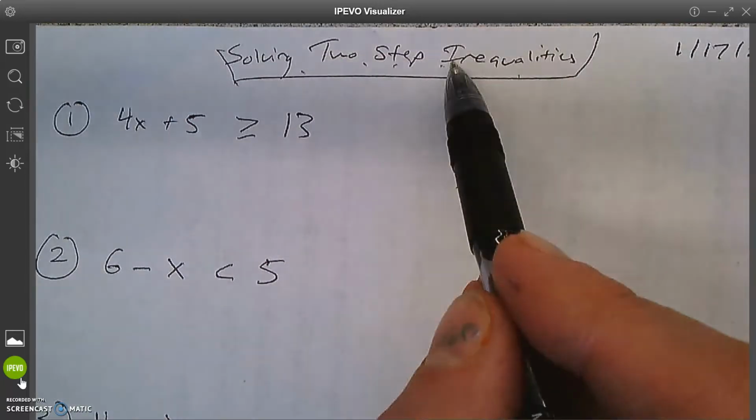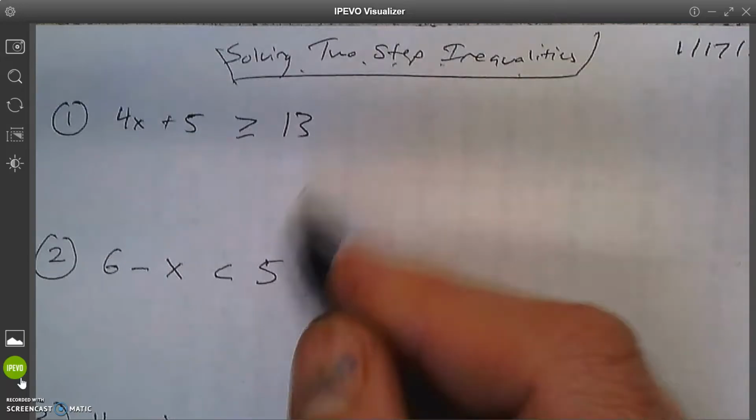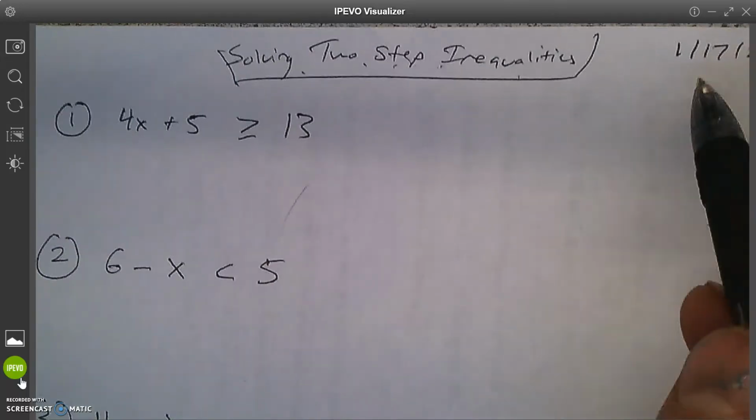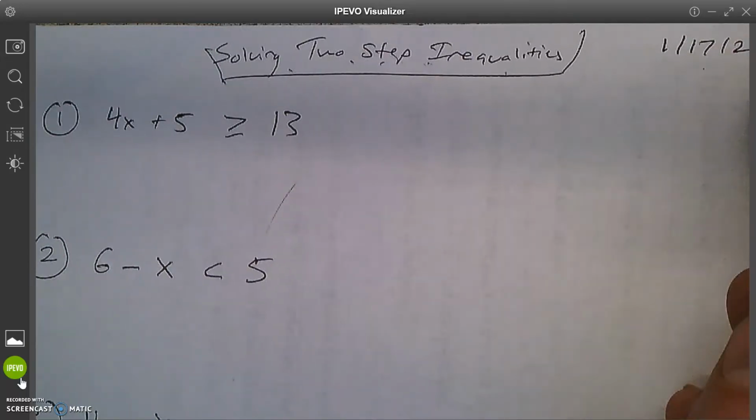Okay, so we're going to do more solving two-step inequalities today. Alright, so write this down on the top of your notes. You should have your notebook out. It should be all in your notebook. 1/17/22 or whatever the date may be.